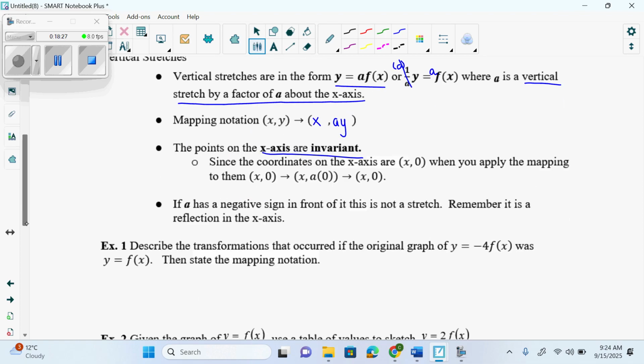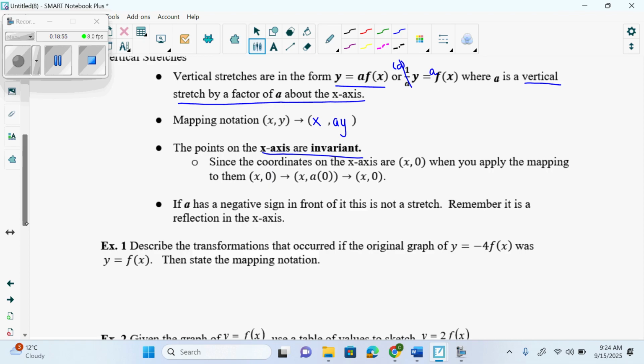If a is a negative sign in front of it, that's not a stretch. Remember, that's a reflection. You just learned that. Okay? You don't say stretched by a factor of negative a. You say stretched by a factor of a about the x-axis, and then it's a reflection in the x-axis. It's two things if it's negative. Your stretches are never negative, because negative is not a stretch, it's a reflection. So if you saw a negative stretch on your diploma, you could cross it out, because you can't have that. That's a stretch and a reflection.